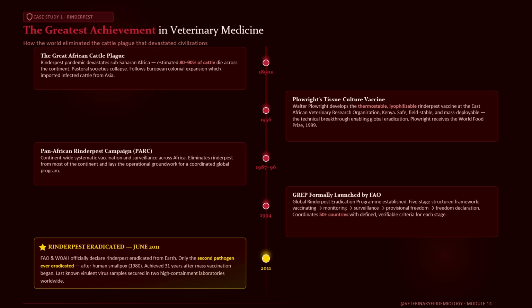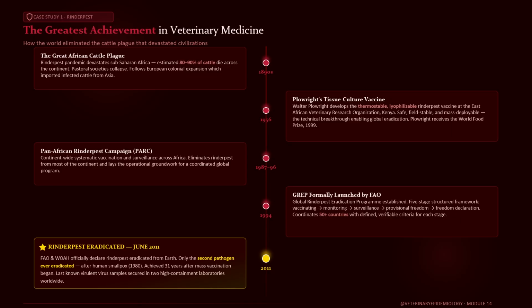The name means cattle plague in German, and the name does not do justice to how catastrophic this disease was. We are talking about a morbillivirus, same family as measles and canine distemper, that caused morbidity and mortality exceeding 90% in naive cattle and buffalo populations. 90%. Let that sink in.